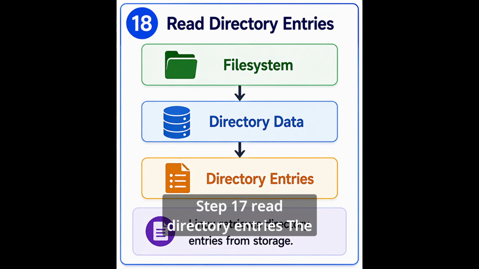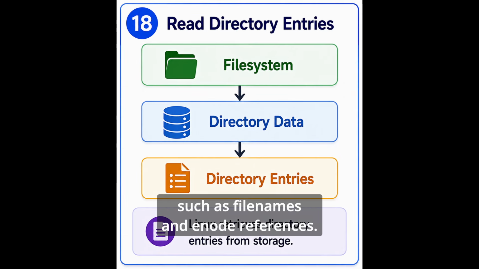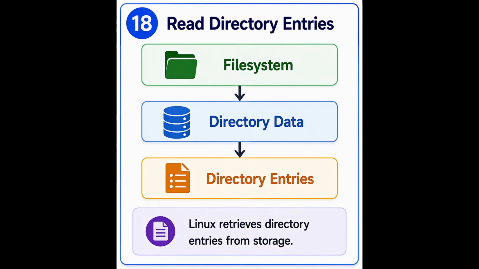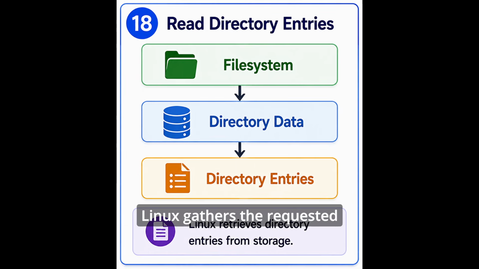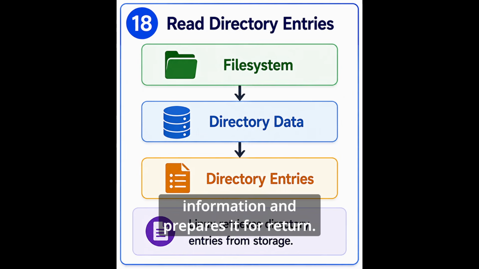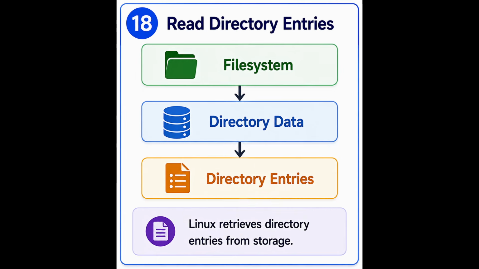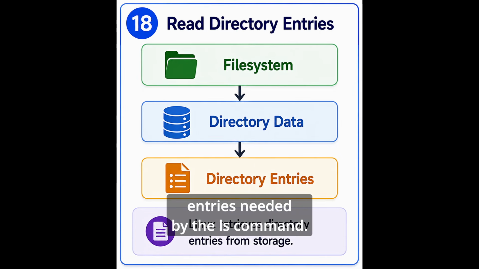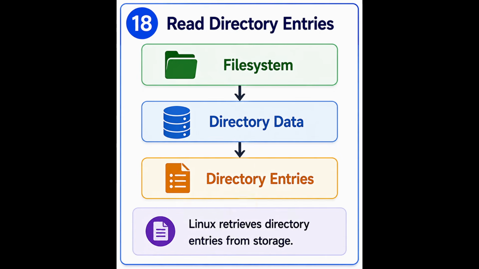Step 17. Read directory entries. The file system reads the directory records. Each directory entry contains information such as file names and inode references. Linux gathers the requested information and prepares it for return. The kernel now has the directory entries needed by the ls command.